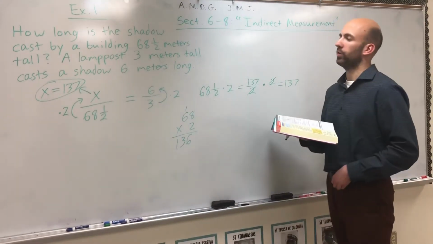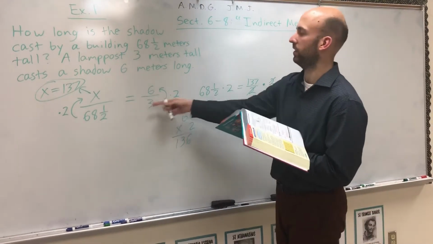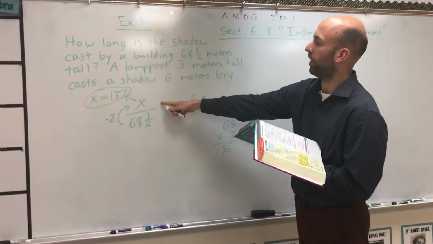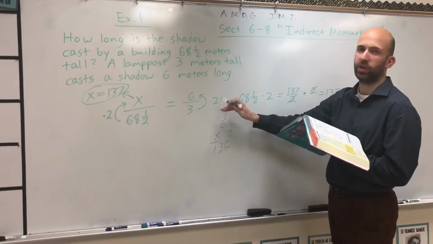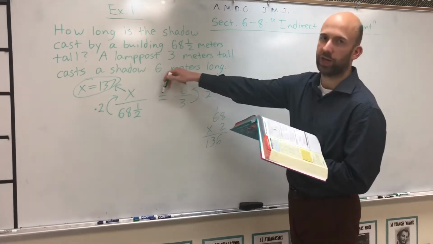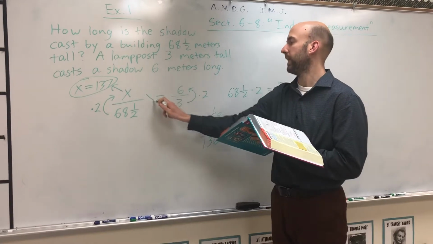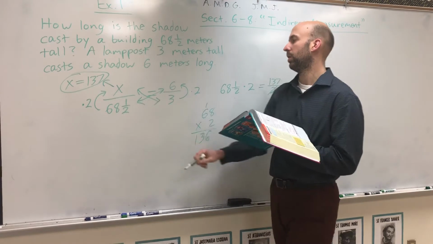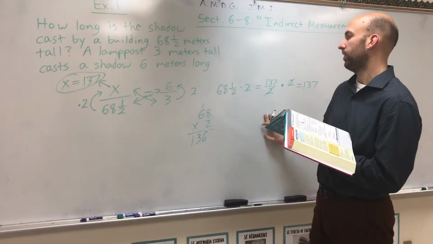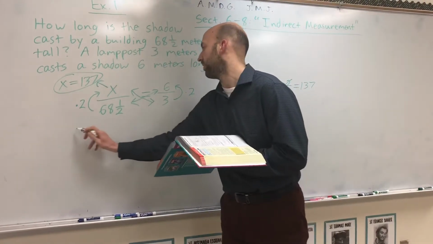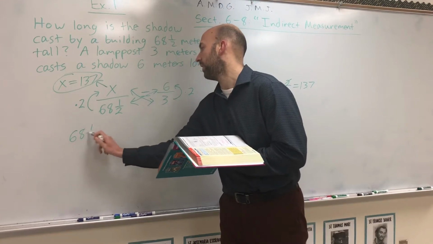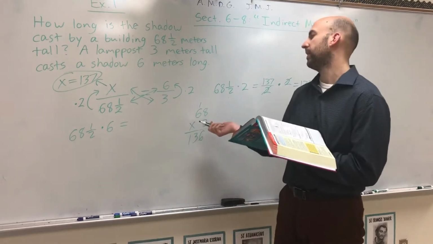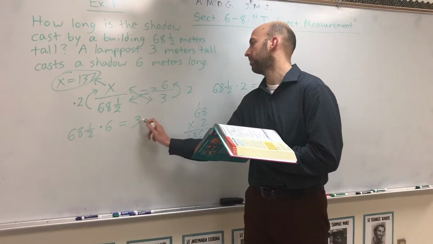Okay, but it's not always going to come out so cleanly like it did in this problem. So let's practice the cross products method, which works in all situations when you have equal fractions. So multiply the diagonals and make them equal to each other. So that's going to be 68 1/2 times 6 equals x times 3, which is 3x.